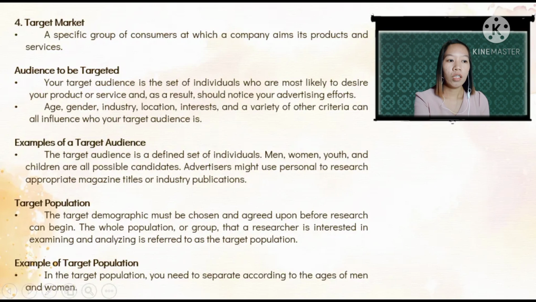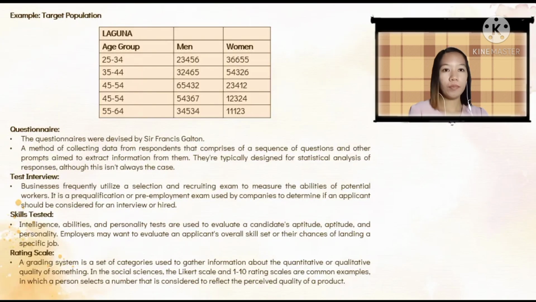Target population. The target demographic must be chosen and agreed upon before research can begin. The whole population or group that a researcher is interested in examining and analyzing is referred to as the target population. Example, in target population, you need to separate according to the ages of men. Here is the table of the example of target population.